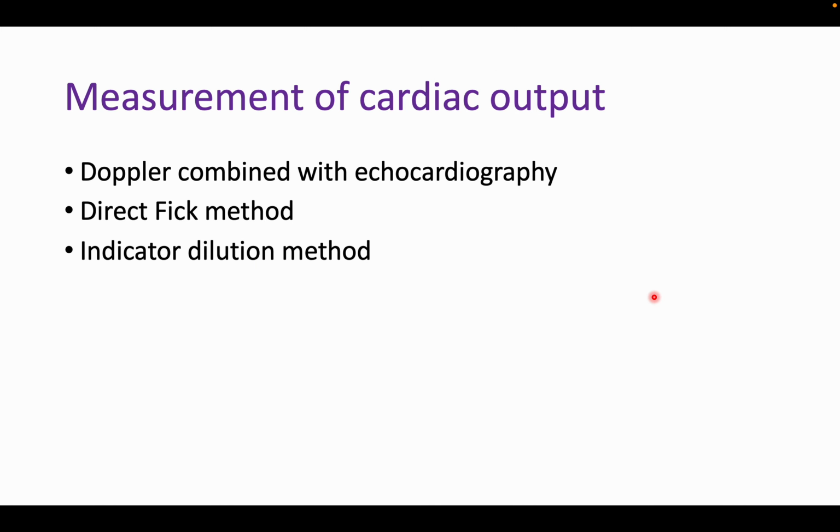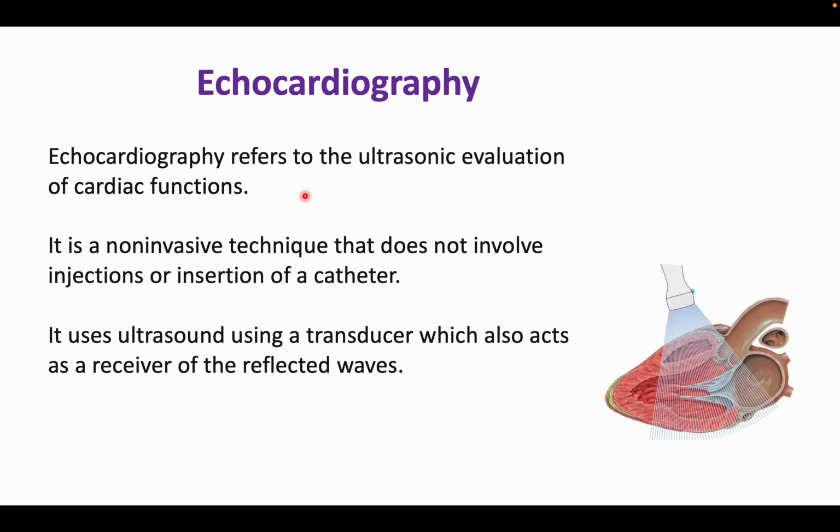The next important topic is how to measure the cardiac output. For measurement of cardiac output, earlier the direct Fick method and the indicator dilution method were used, but nowadays newer technologies like echocardiography combined with Doppler are useful for cardiac output measurement and are regularly being used. So we will see each technique one by one, starting with echocardiography.